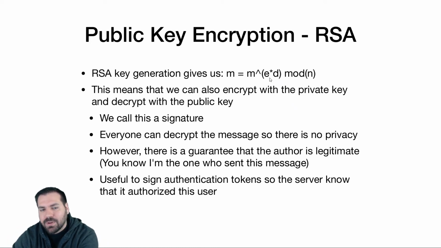And since multiplication is commutative, we can actually do this in reverse. So I say encrypt with the public key and then decrypt with the private key. But we can actually do this the other way around. We can encrypt with the private key and then decrypt with the public key. Now, this doesn't give us any privacy. If I encrypt something with my private key and then send it out to the world, since everybody's allowed to have my public key, every single person can read that message. There's no privacy at all.